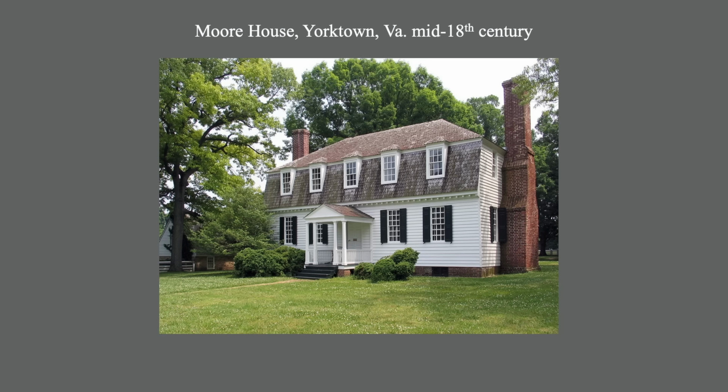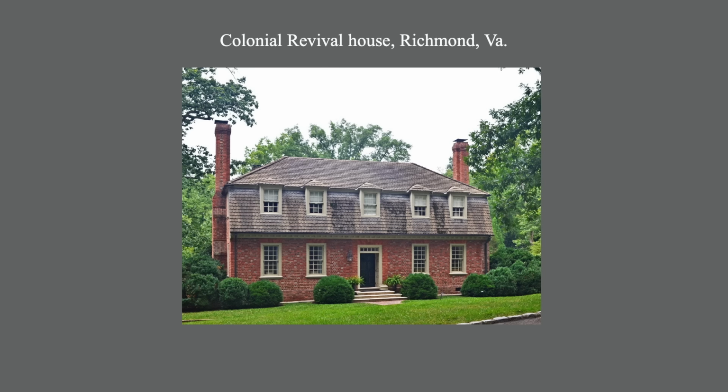A famous example of a jerkin-head roof is on the Moore House in Yorktown, where, on October 17, 1781, the terms for the surrender of British forces were negotiated, thus ending the Revolutionary War, and, shall we say, the colonial period. 20th century colonial revival builders and architects sometimes made use of the jerkin-head roof, as seen on this brick version of the Moore House.